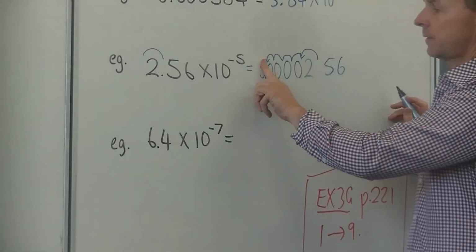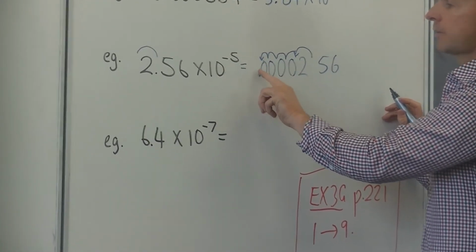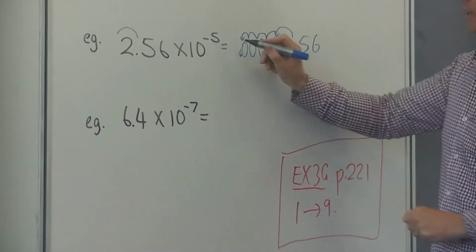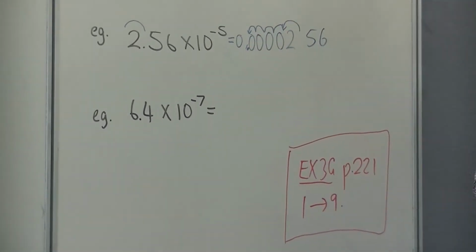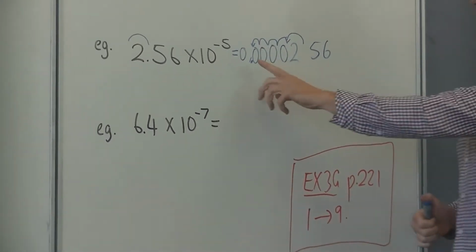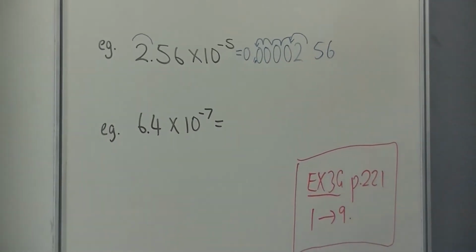And generally speaking, some people like to write the number as 0.000. You generally have a 0 at the front. It's just maths convention. So we have 0, then it's 4 zeros, 256.